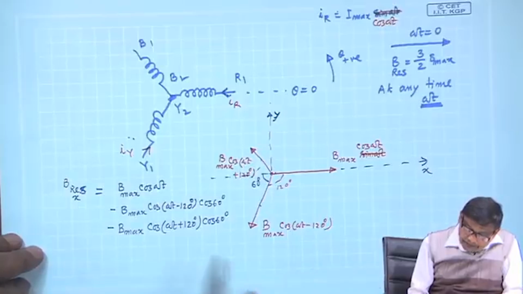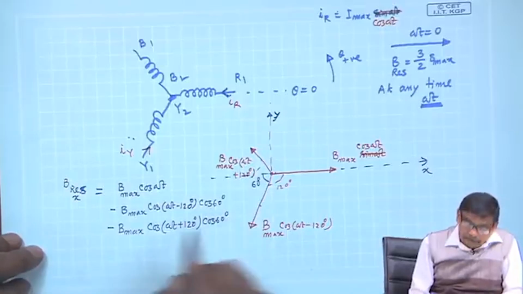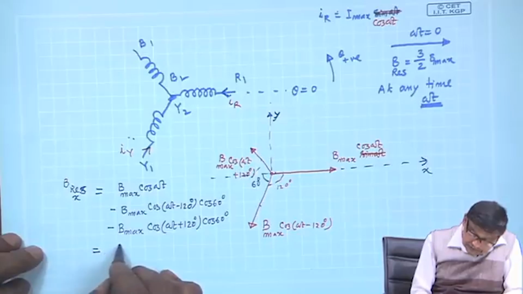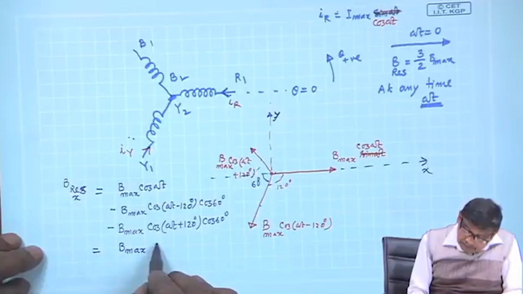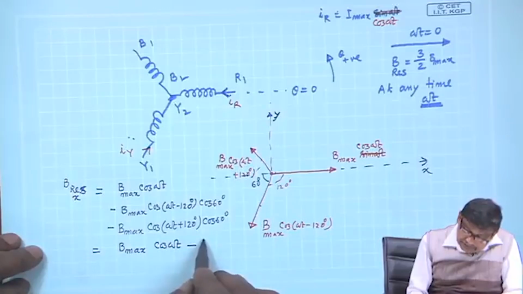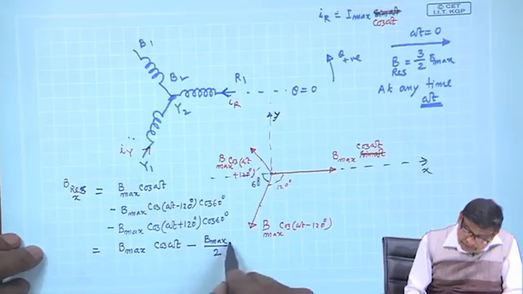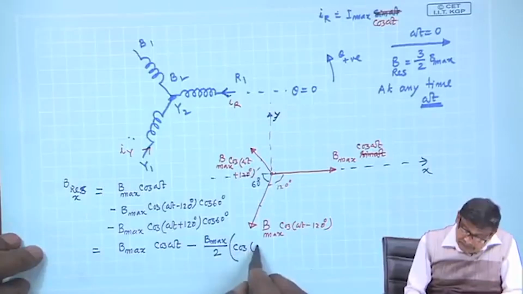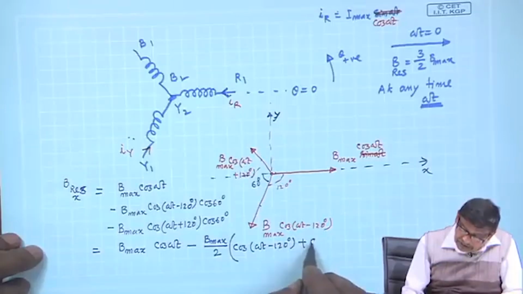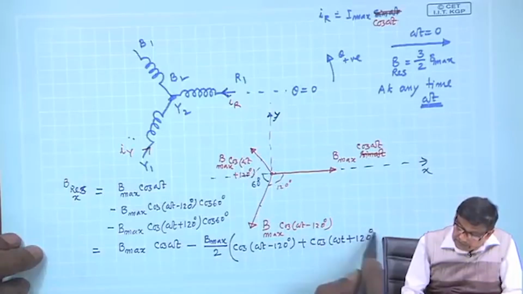So, this is the thing. Now, cos 60 degree is half. So, what I can write is B max cosine omega t, that is there, and this is minus B max into half, cosine omega t minus 120 degree plus cosine omega t plus 120 degree, is it not?